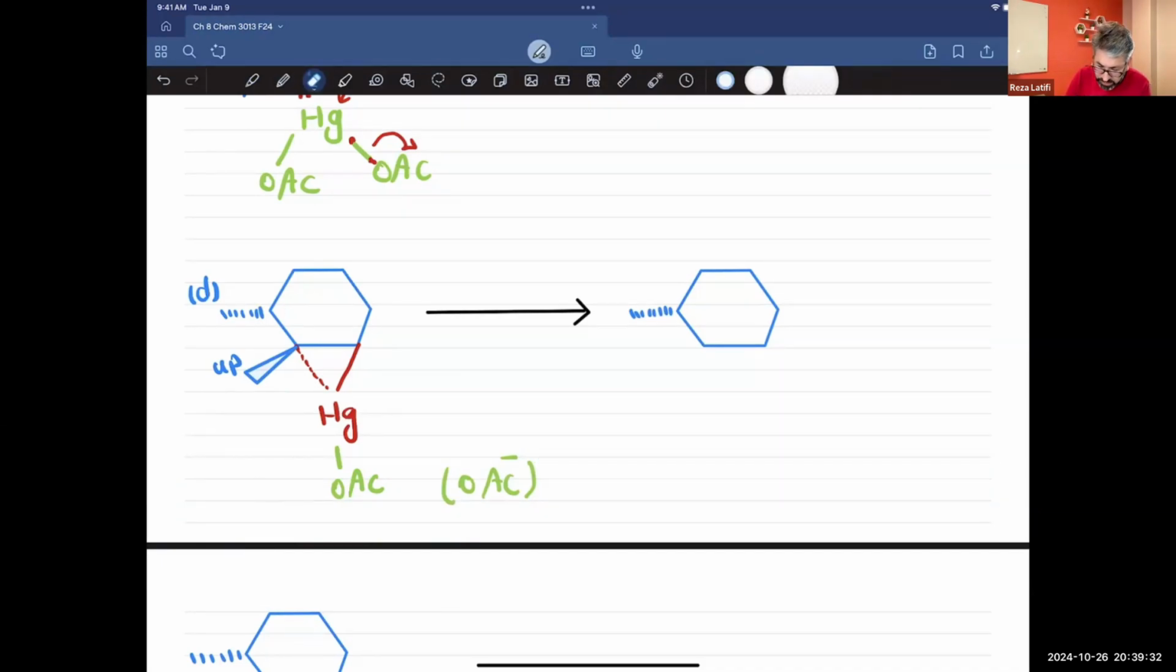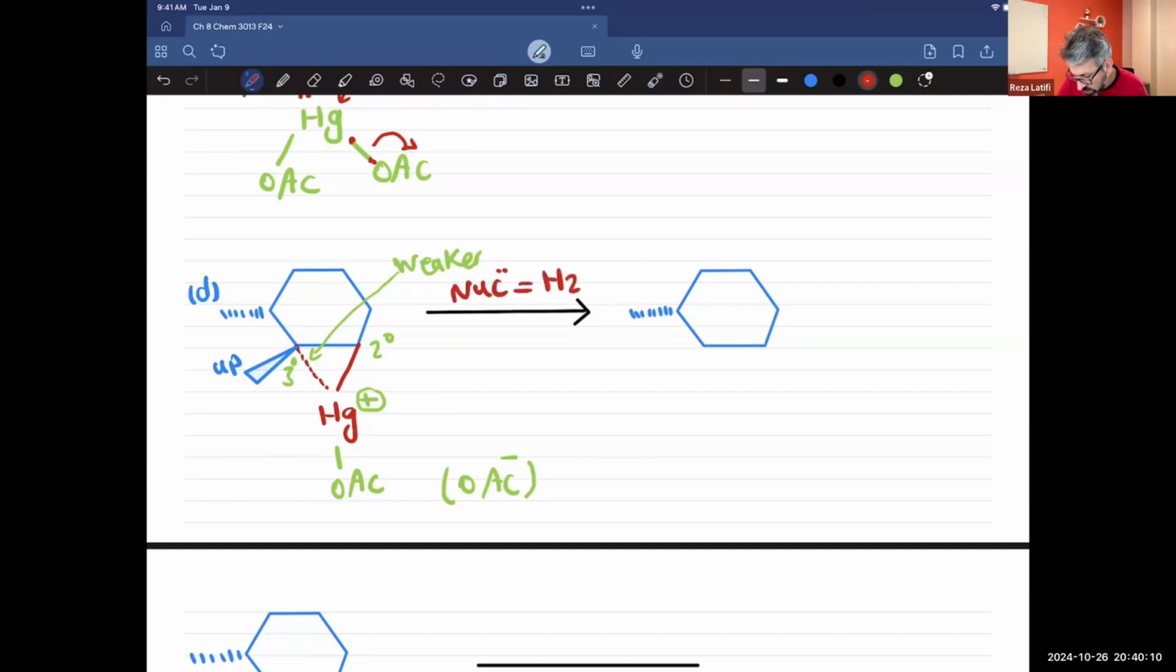And now mercury by itself has a positive charge, and because it has a positive charge, it's going to try to steal electrons from carbon. This is a secondary carbon, while that one is a tertiary carbon, and that means this bond is going to be a weaker bond. So a nucleophile should attack the tertiary carbon. And what's the nucleophile? Our nucleophile is water. So this is the role of water.